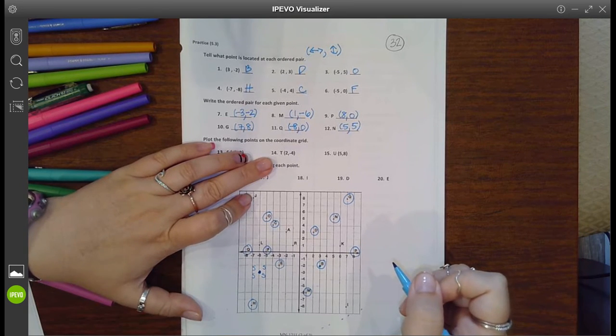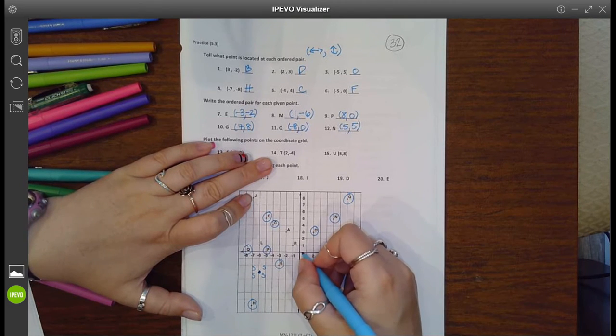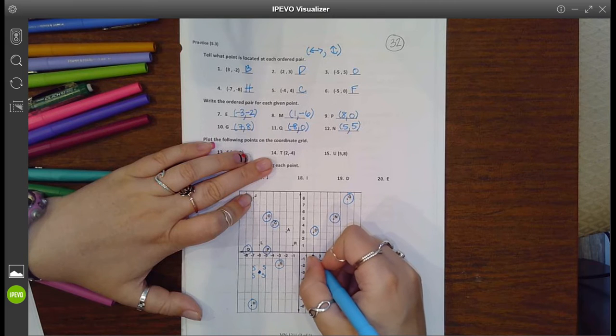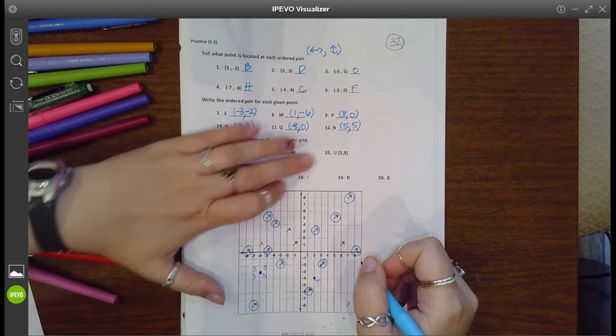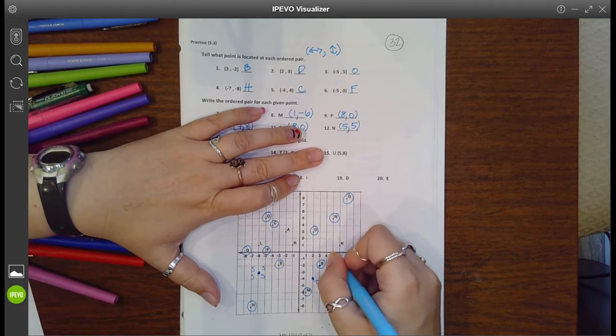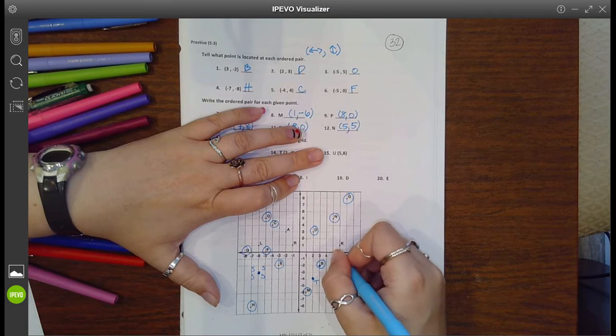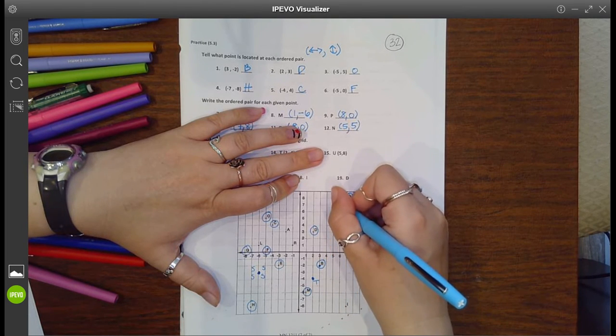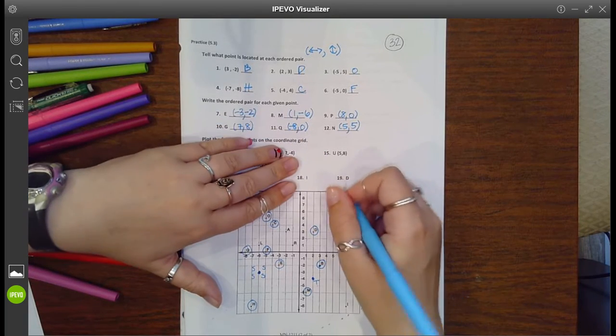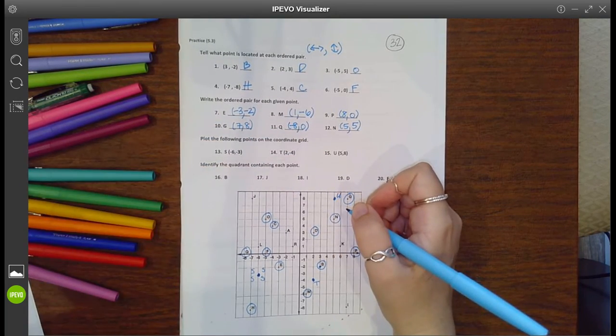Okay, (2, -4). So that goes which way? To the right 2, and then down 1, 2, 3, 4. So there would be my point, and that's point T. Okay, (5, 8) would be to the right 5, and then up, because it's positive, 8. And that would be point U.